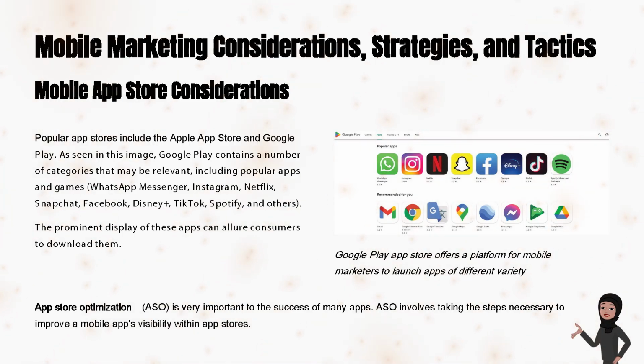However, being present in the App Store is not enough. Marketers must also think about how the app appears, how it is categorized, and how easily consumers can find it. This is where App Store optimization, or ASO, becomes important. ASO focuses on improving an app's visibility within app stores so that more consumers discover and download it.